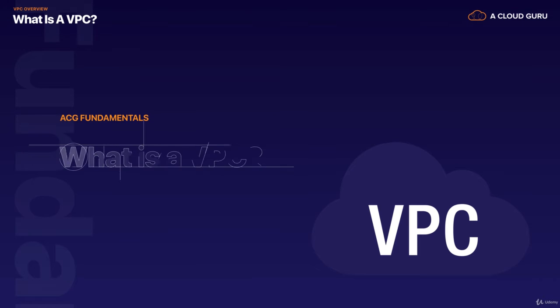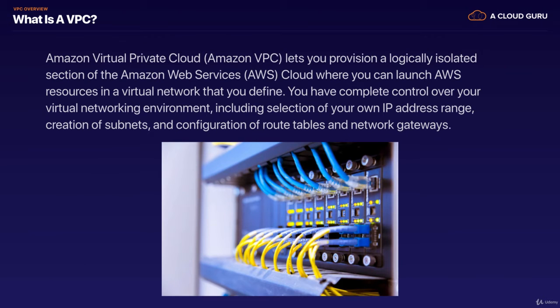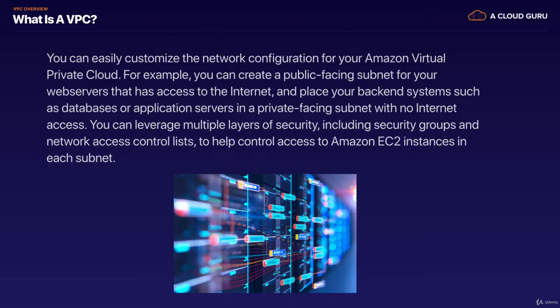So the question has to be asked, what is a VPC? Basically, just think of a VPC as a virtual data center in the cloud. Amazon Virtual Private Cloud, Amazon VPC, lets you provision a logically isolated section of the Amazon Web Services cloud where you can launch AWS resources in a virtual network that you define. You have complete control over your virtual networking environment, including selecting your own IP address ranges, creation of subnets, and configuration of route tables, as well as network gateways. And you can easily customize the network configuration for your Amazon Virtual Private Cloud.